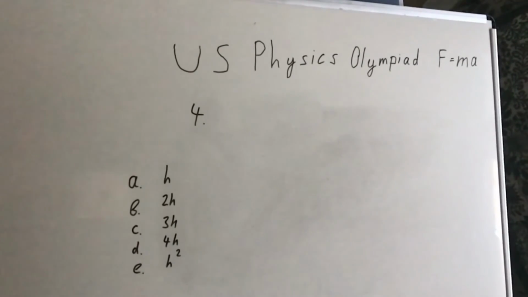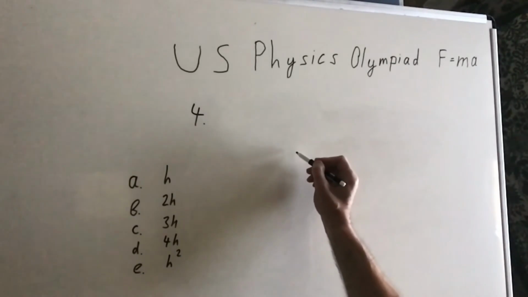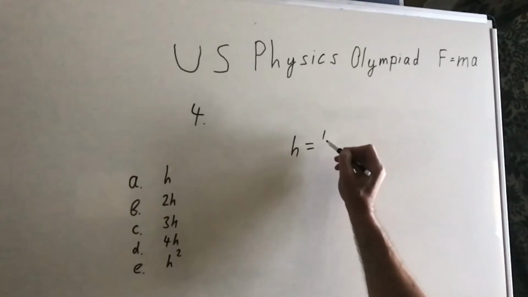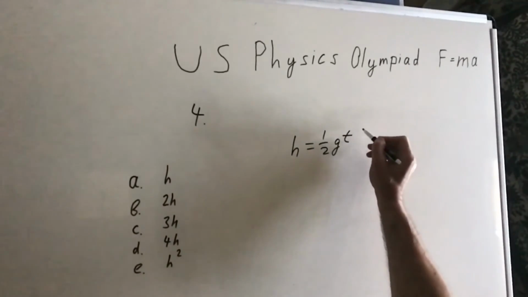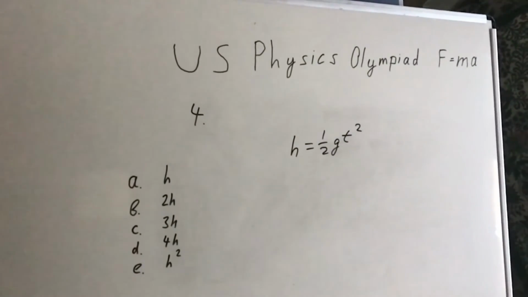Problem number 4. An object is released from rest and falls a distance h during the first second of time. How far will it fall during the next second of time? We know that an object moving with constant acceleration moves like a parabola, but when it's moving from rest, the formula is h equals 1/2 g t squared, which is quadratic in time.